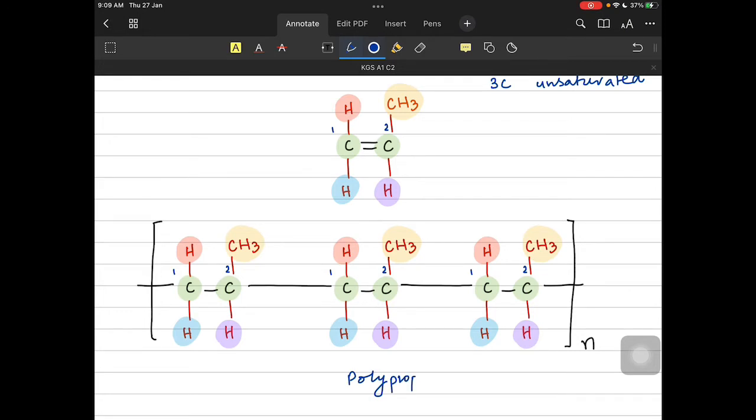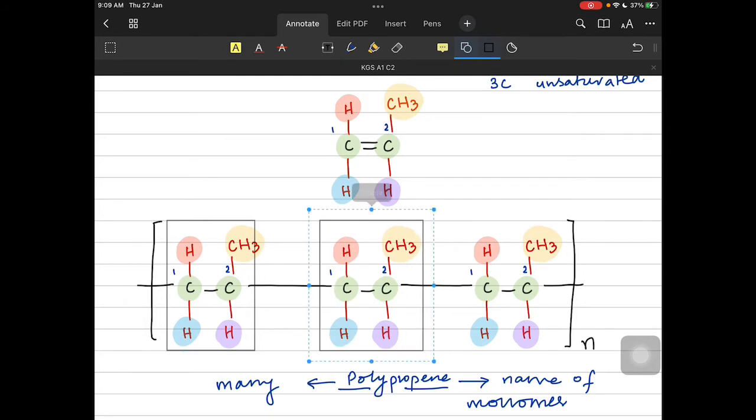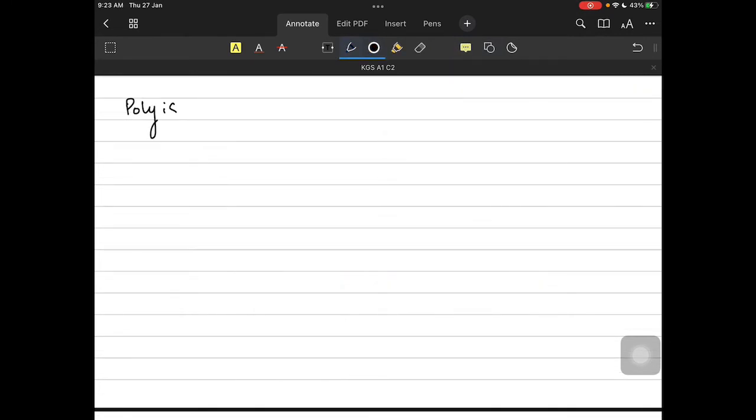That is why we call it polypropene. Poly because there are many molecules combining, and propene because this is the name of the monomer, because the propenes were combining to give us a polypropene. So we keep the name of the monomer, we do not change it, we just put poly. You can see I have 3 individual propene molecules combining together. I could be drawing 4 replicas, I could be drawing 5 replicas, but at least 2 should be there.